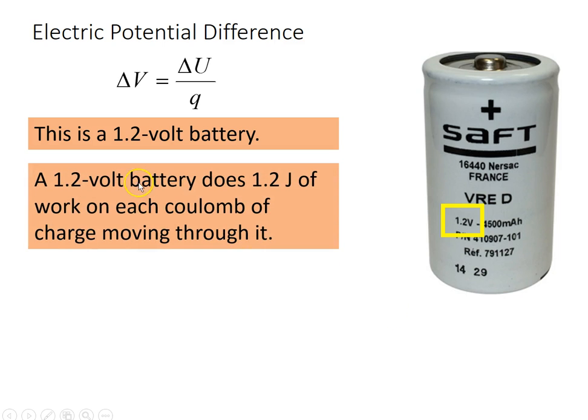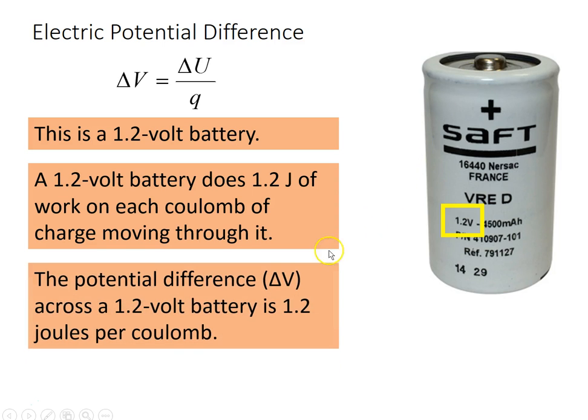Okay, in a 1.2 volt battery, that battery will do 1.2 joules of work on each coulomb of charge moving through it. Or you could say the potential difference created by the battery, or the potential difference across the battery, is 1.2 joules per coulomb.